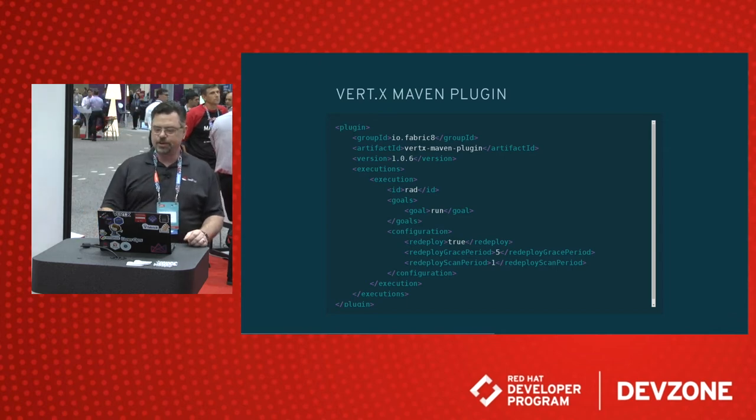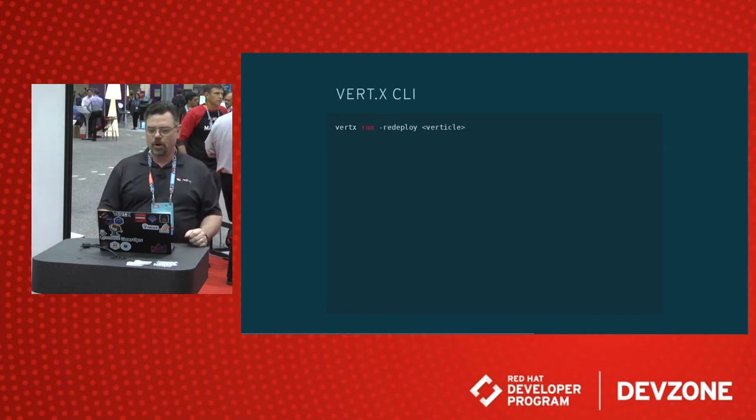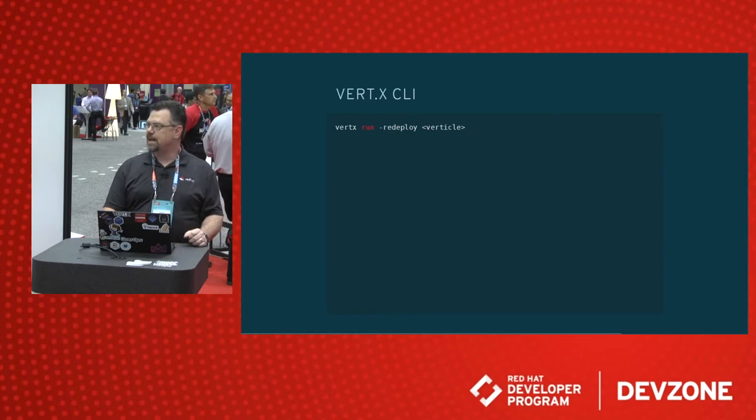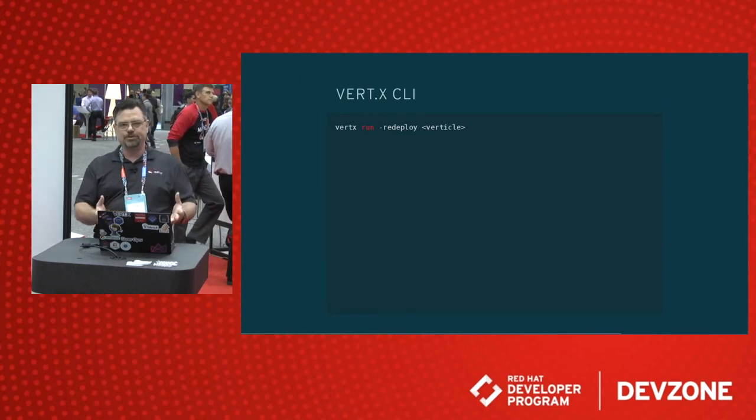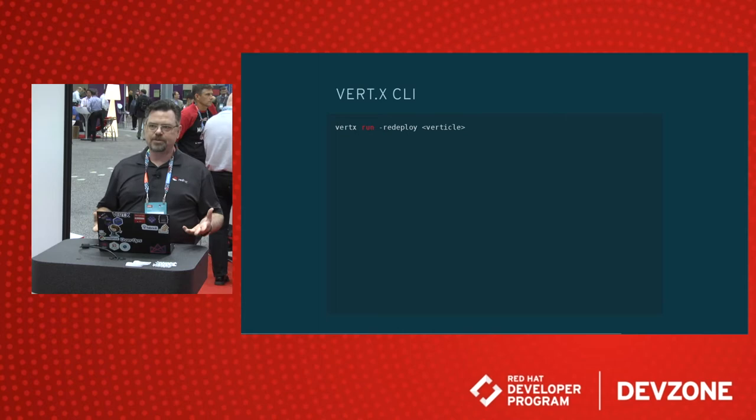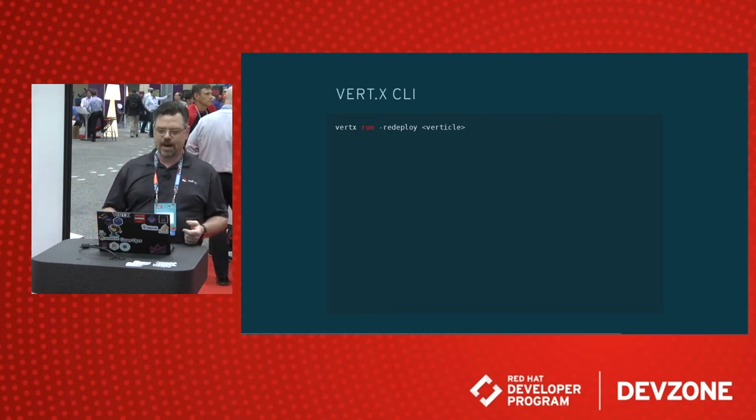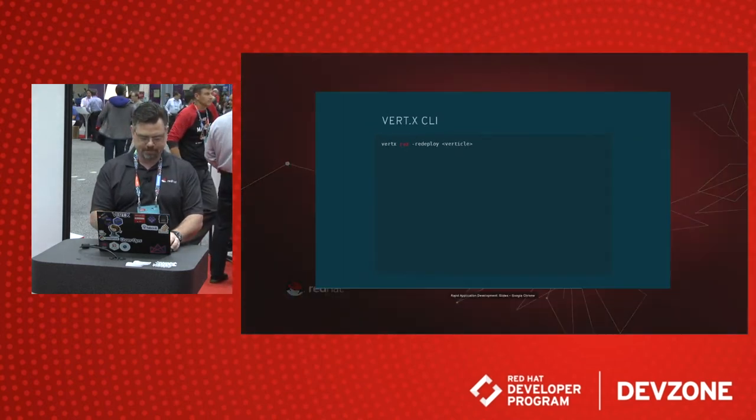And basically, you can use this Vert.x Maven plugin, or you can use the Vert.x CLI, and essentially, when you change your code, Vert.x monitors for the changes, and instantly your application is up and running again.